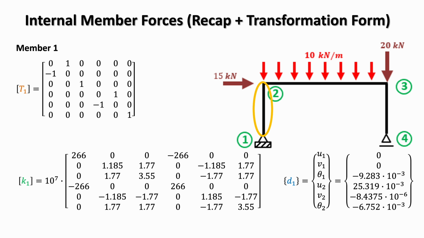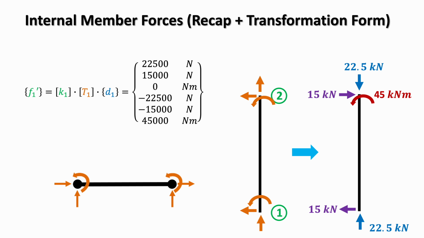Combining these terms, we can calculate the local end forces for this member. This step translates the global displacement results into the element's local coordinate system, ready for evaluating axial, shear, and moment actions. After performing the multiplication, we obtain the local end force vector for member 1. These values correspond to the internal axial forces, shear forces, and bending moments at each end of the member.